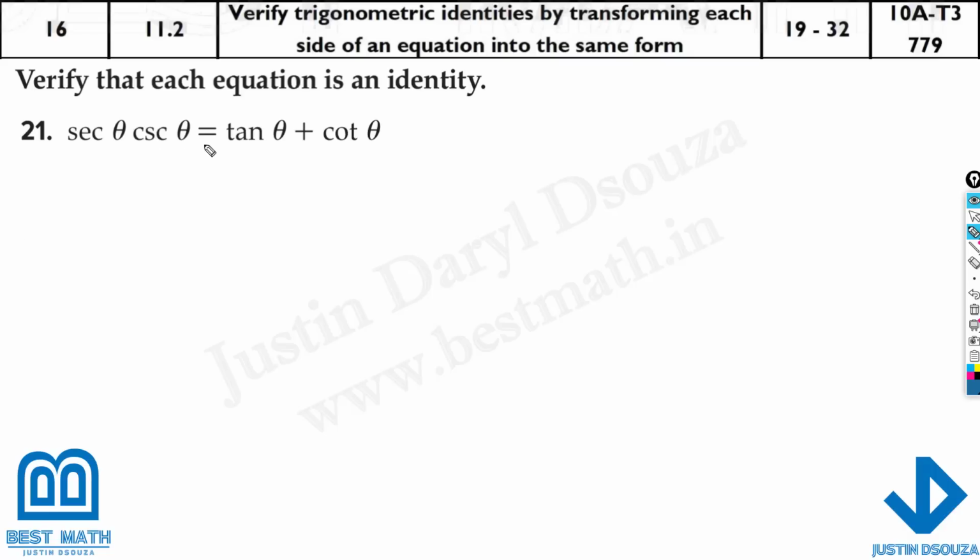Now, what about secant theta plus cosecant theta equals tan theta plus cotan theta? Secant is 1 by, sorry, it's 1 by cosine theta, and cosecant is 1 by sine theta. That is equal to tan theta, which is sine theta by cosine theta, plus, what is cotangent? It is the reciprocal of this, cosine theta by sine theta.